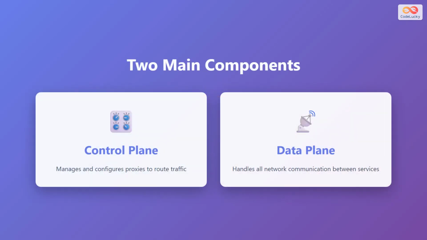Istio's architecture is divided into two main components. First, the control plane, which manages and configures the proxies to route traffic throughout the mesh. Think of it as the brain of the system that makes decisions about how traffic should flow. Second, the data plane, which handles all the actual network communication between services. The data plane is where the real work happens, intercepting and managing every request and response that flows through your microservices.